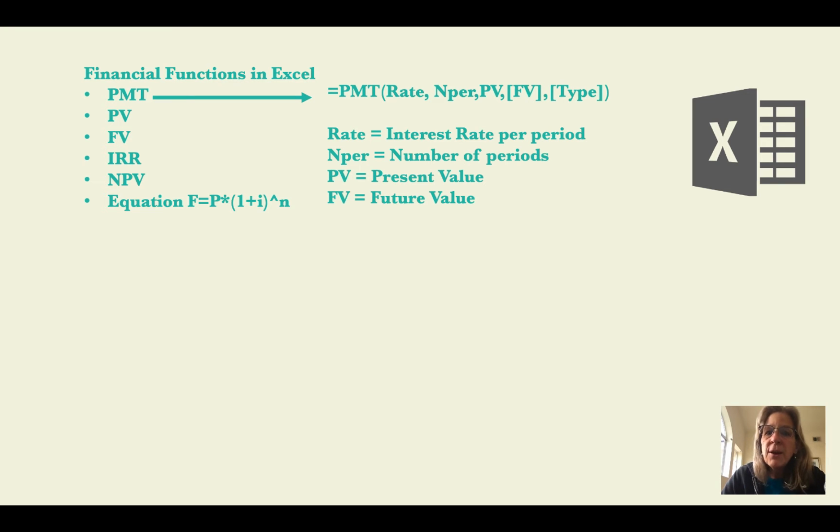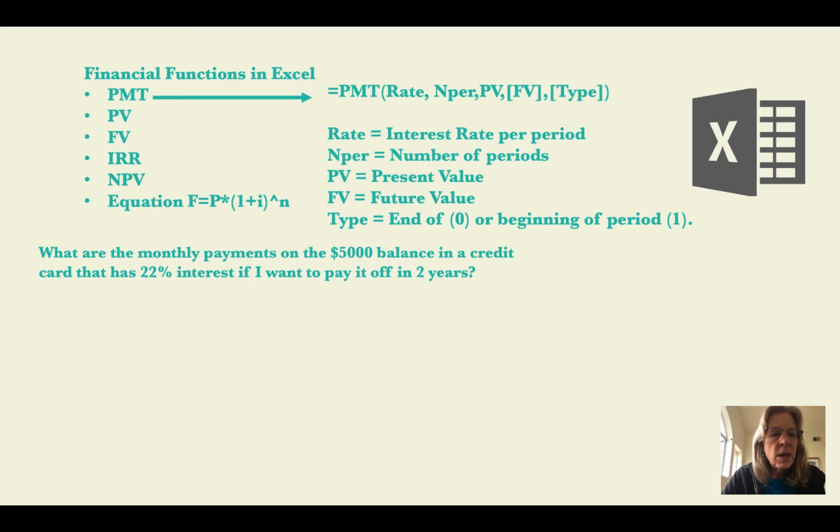And then the next is type, where you define when the payments occur, if it's at the beginning of the period or the end of the period. So this is an example. What are the monthly payments on a $5,000 balance in a credit card that has 20% interest if you want to pay it off in 2 years?